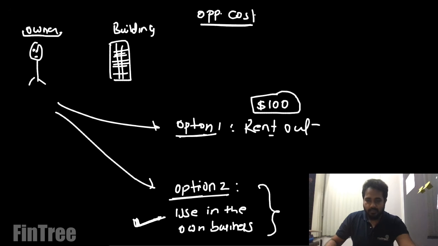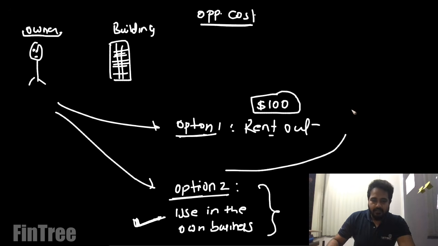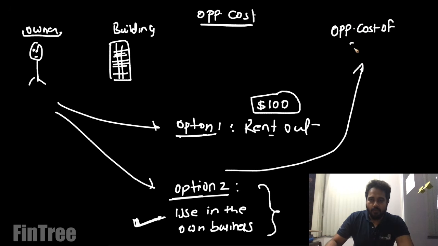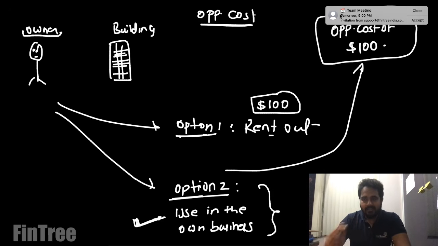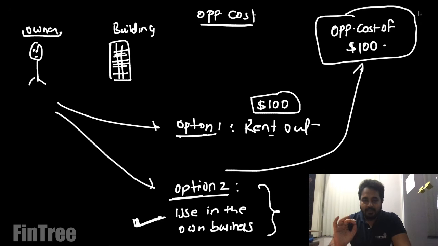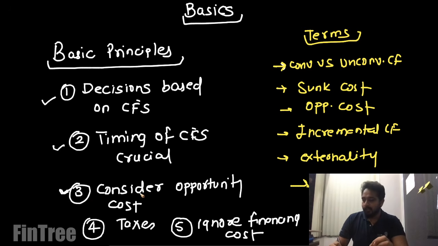Okay, again, sorry, I'm writing in the wrong space. He will have to consider, let me write it here, the opportunity cost of $100. So that's the idea here: in a capital budgeting decision, even if I am not paying that $100, because it's my own building, I will still have to consider it while taking the decision. That's what we mean by point number 3, which is consider opportunity cost.